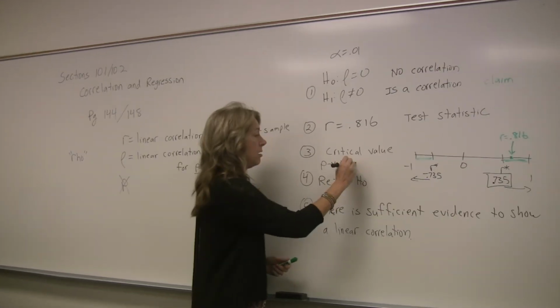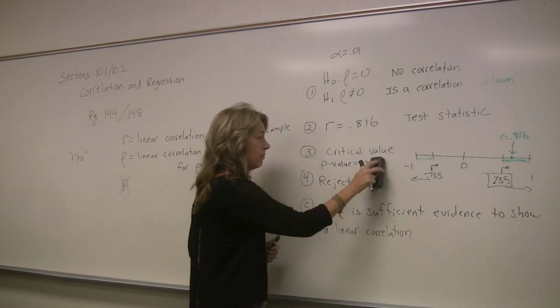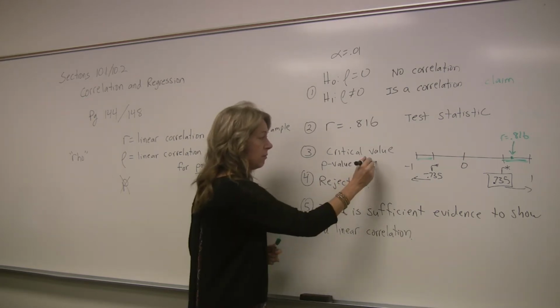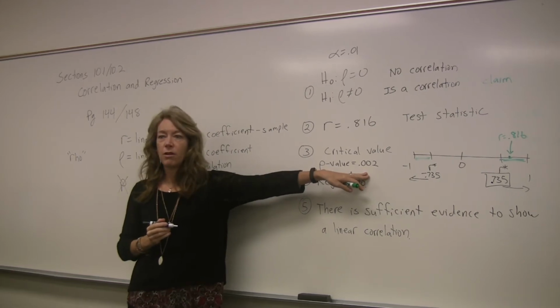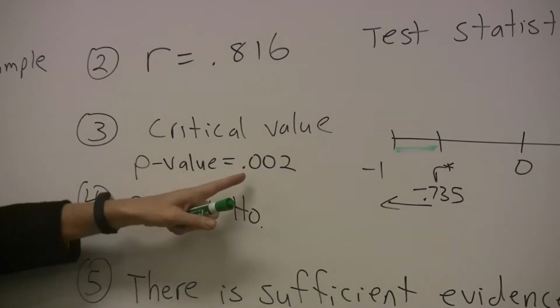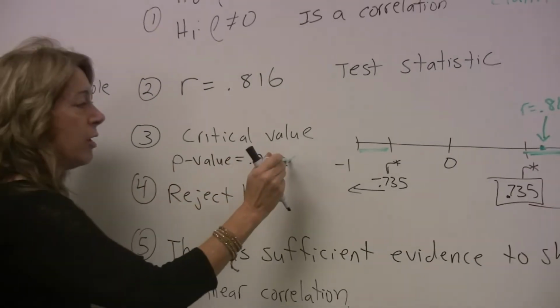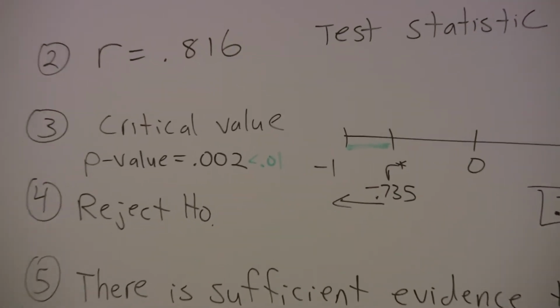1002. 003? 2. 002? You guys see that on your screen still from before? It was on there. So you could also use the p-value method, which again, because this is less than 0.01, we would also reject because of that reason.